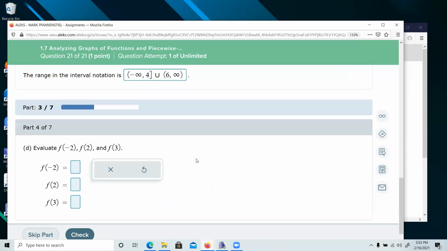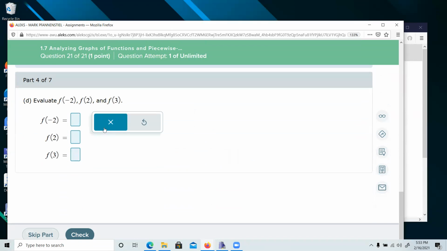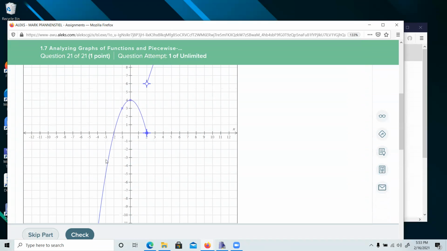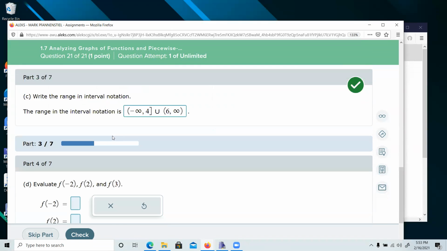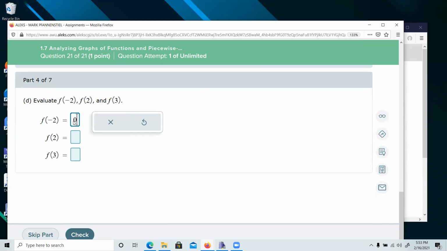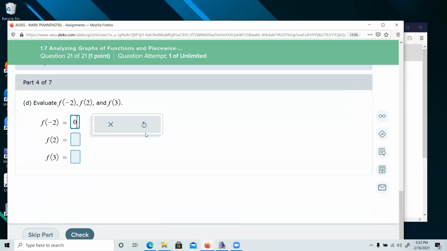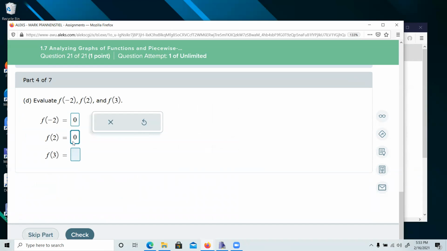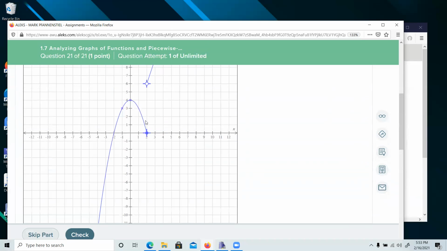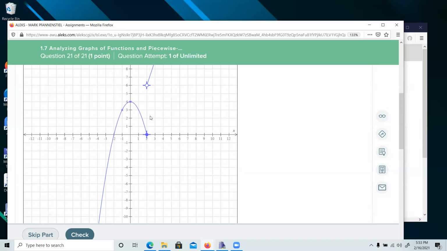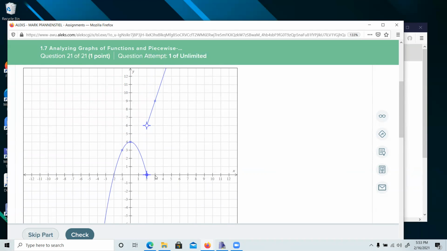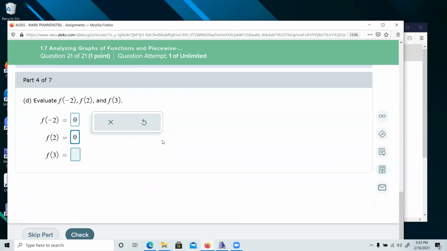All right, they're very good. And now they're just going to have us evaluate different numbers. So f of -2 looks like 0. f of 2 also looks like 0 when I consult the graph, also at 0. And then f of 3, see, now we're up here. Okay, f of 3, we got a different rule. We got 3x, right? So we're going to be up here at 9.